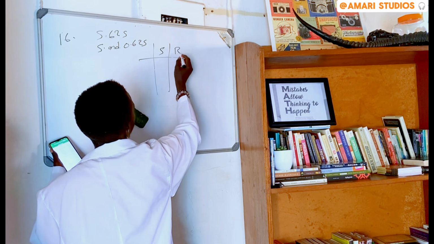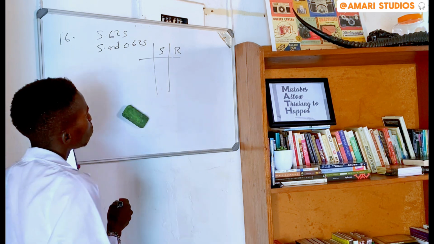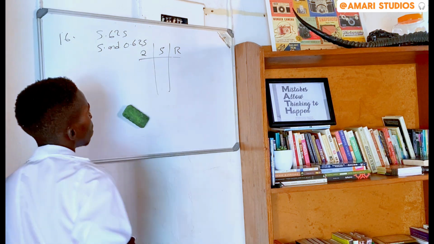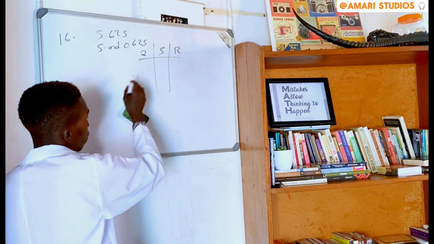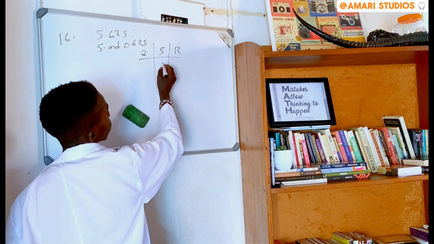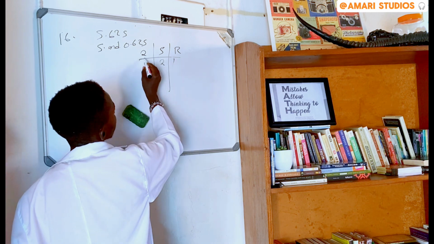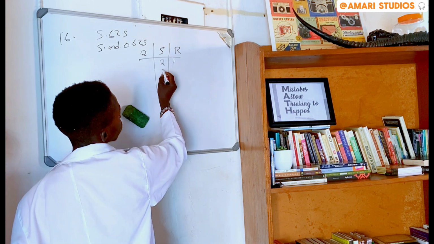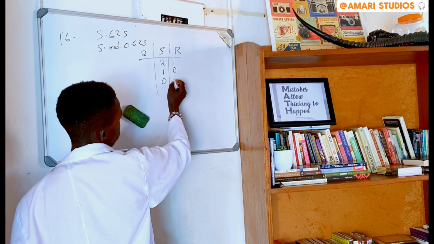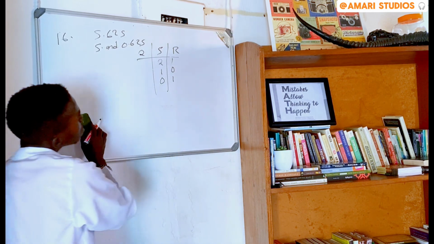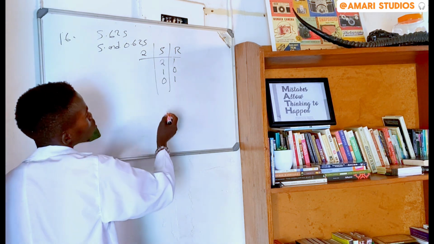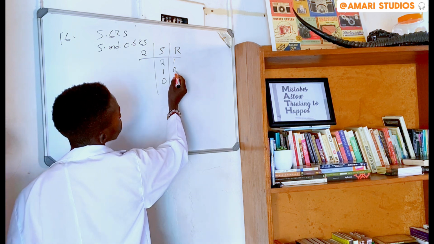That is 5, and that's the column that we'll be using to write our remainders, and this is the column that contains the number base 2. So now we're going to divide 2 into 5. It gives us 2, remainder 1. Then 2 into 2 gives us 1, remainder 0. Then 2 into 1 gives us 0, remainder 1. So if you convert 5 into base 2, you are going to get 101.